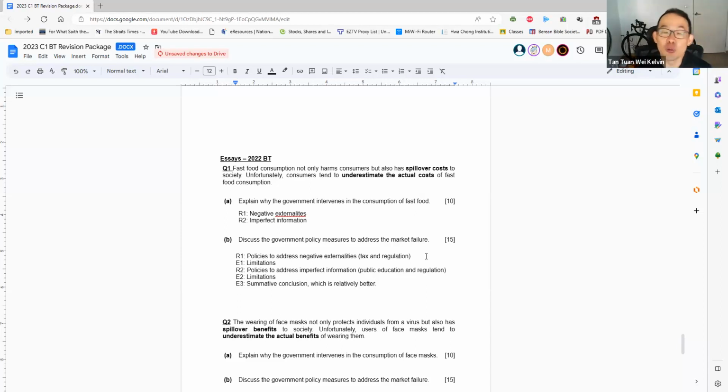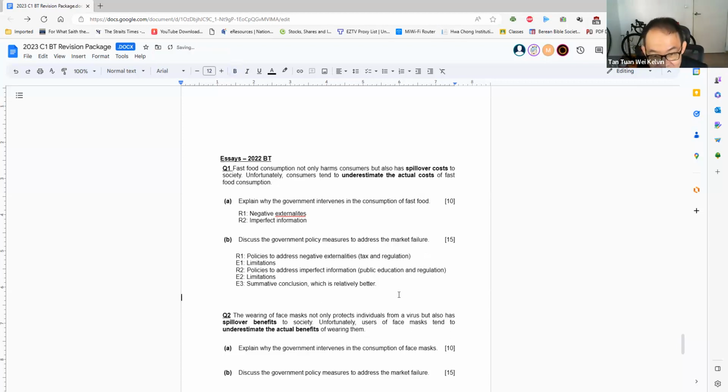Okay, it could be true, of course, you need both policies, but try not to just say that you need both policies. Try to explain why. Try to have some kind of ranking. What are the pros and cons? Any questions? So this is basically for part B. So the approach for question 2 is pretty much the same.